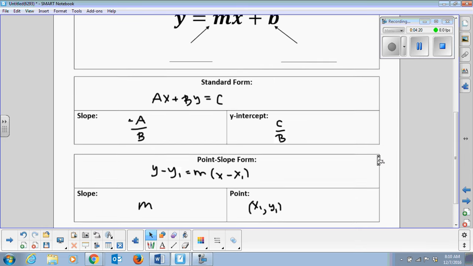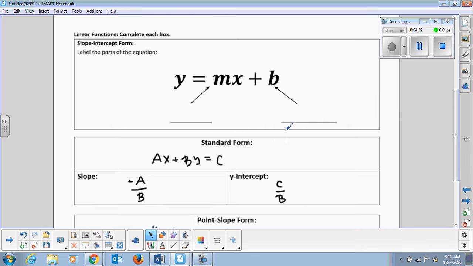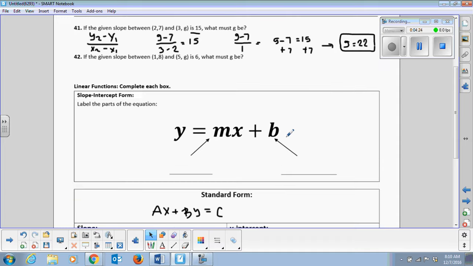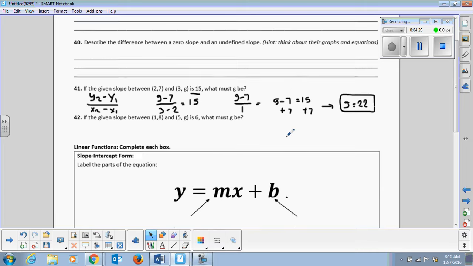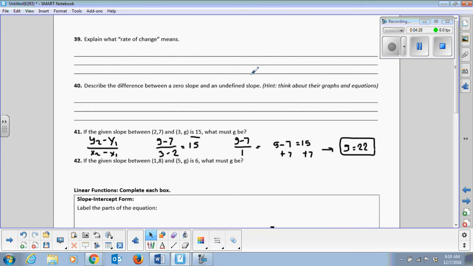Okay, so just to recap, you should know what those letters mean by what I said. Finish 42 and give me 2 or 3 sentences for number 39 and 40.